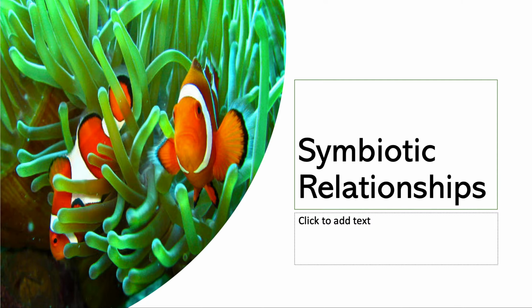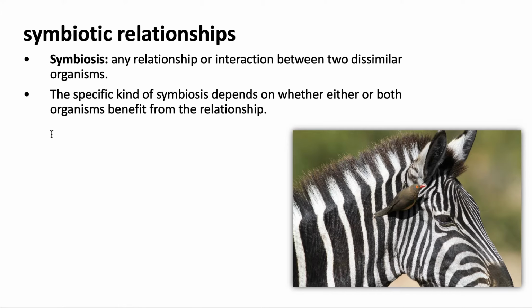All right, moving on to symbiotic relationships. We're done with essential functions now. So, symbiotic relationships. Symbiosis is any relationship or interaction between two dissimilar organisms. Basically, like two animals you wouldn't think would get along or have any kind of relationship, and they do. All right. So, there's a few different kinds of symbiosis depending on whether one or the other or both of them benefit from the relationship.